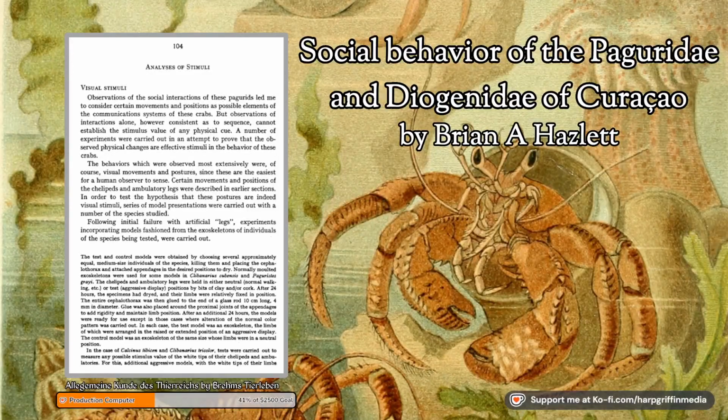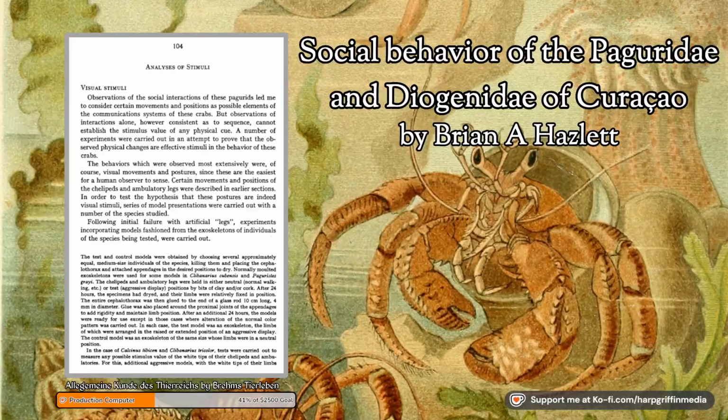Analyses of stimuli. Visual stimuli. Observations of the social interactions of these pagurids led me to consider certain movements and positions as possible elements of the communication systems of these crabs. But observations of interactions alone, however consistent as to sequence, cannot establish the stimulus value of any physical cue. A number of experiments were carried out in an attempt to prove that the observed physical changes are effective stimuli in the behavior of these crabs.